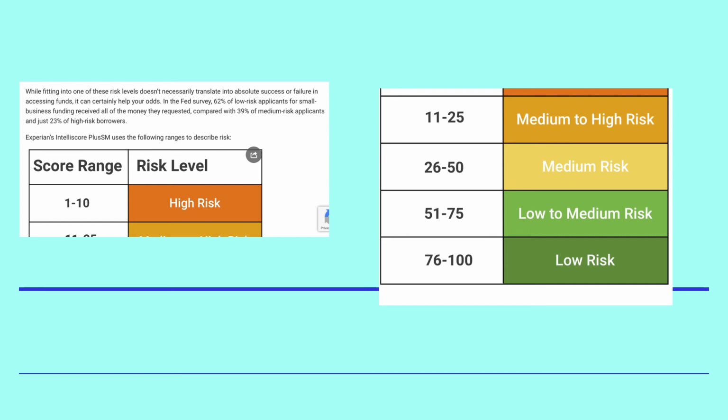And just to explain the Experian Business IntelliScore, it's like the credit score for your business on Experian. They give each business a rating from 1 to 100. So 1 is very high risk, 26 to 50 is like a medium risk, and as you can see here, 51 to 75 is a low to medium risk, and a rating of 76 to 100 is considered a low risk.